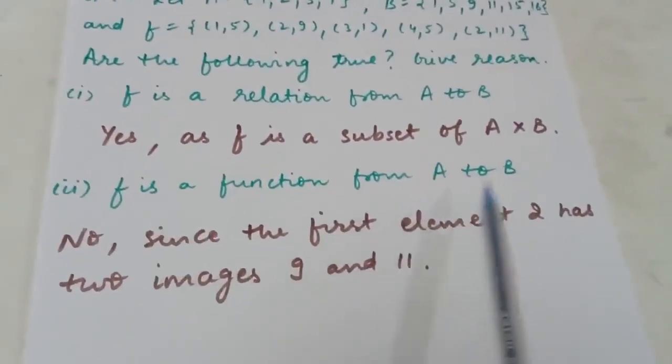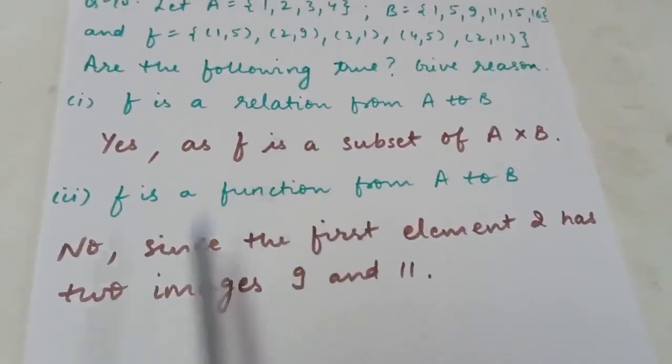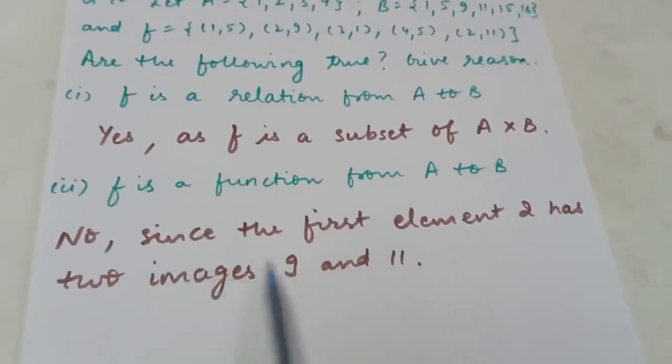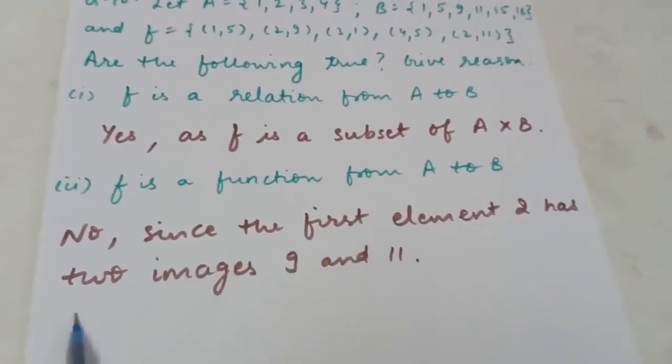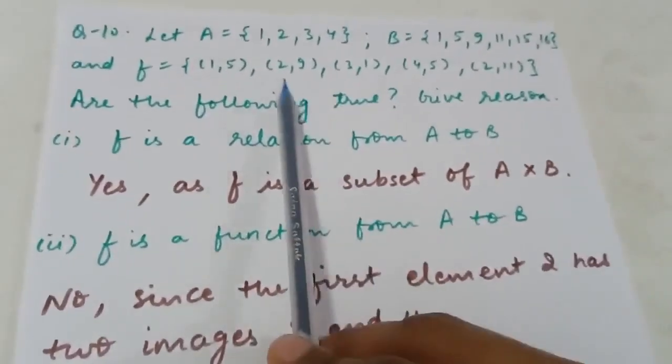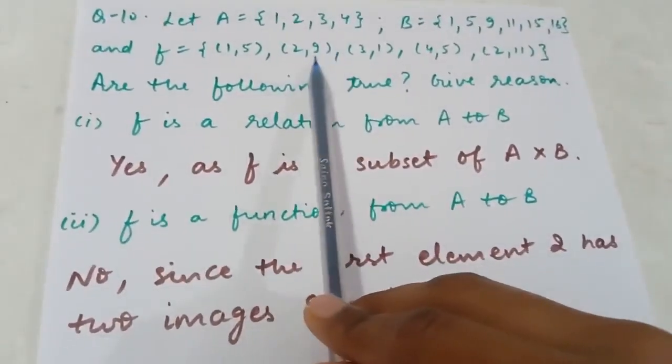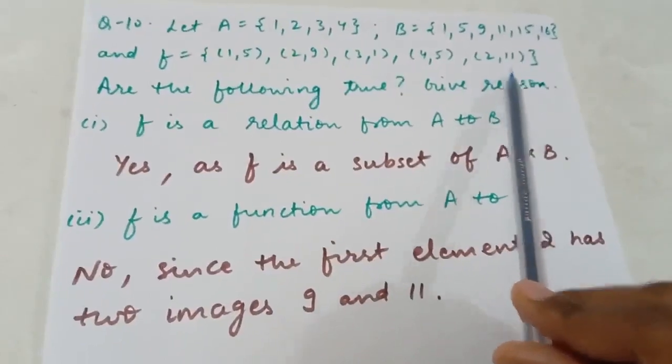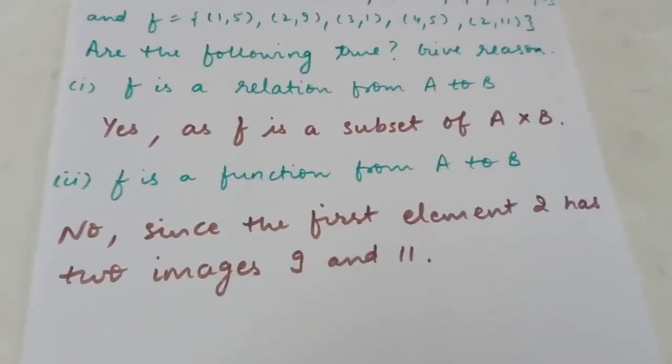F is a function from A to B? No, the answer is no. Why? Since the first element 2 has two images, 9 and 11. We can see the first element 2 has 9 and 11, two images. Therefore, it is not a function.